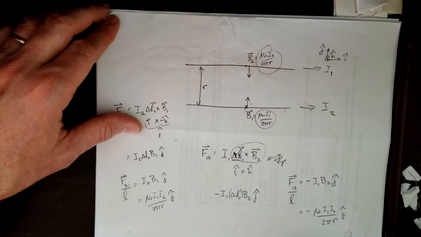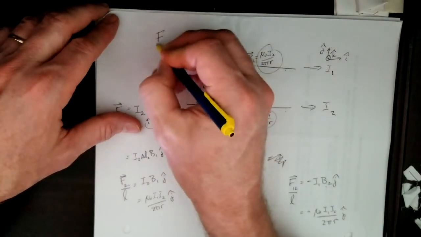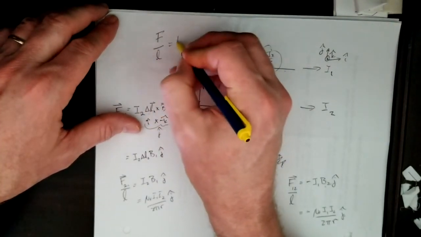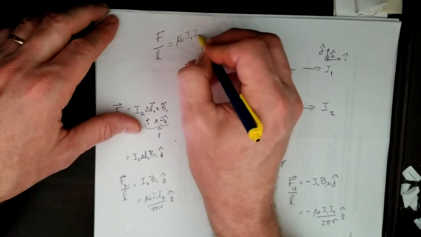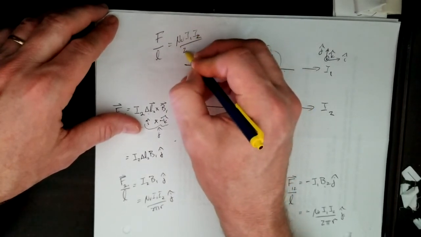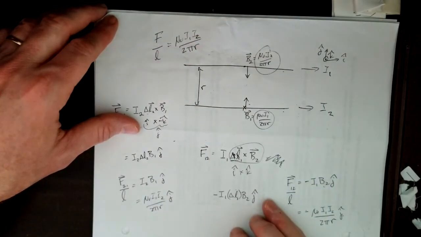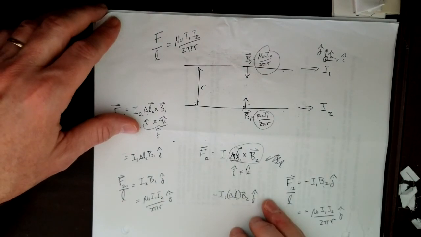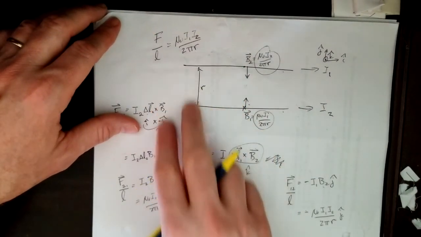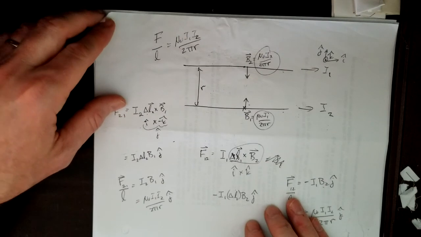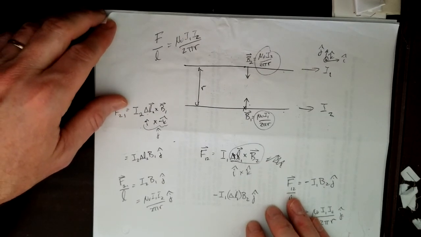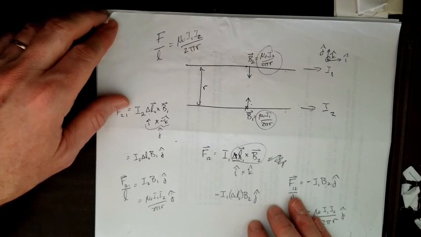So we have the force per unit length of 2 wires, mu naught I1 I2 over 2 pi times the distance between them. This obviously is just magnitudes. You can figure out directions using right-hand rules, or in some cases I've seen pure luck.